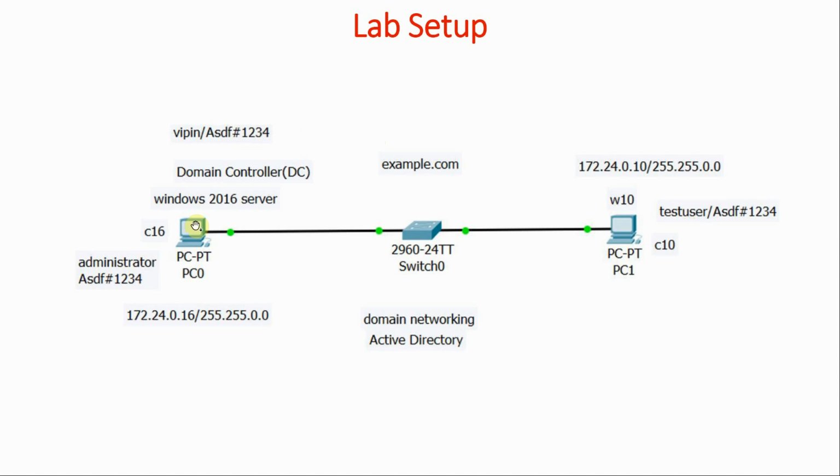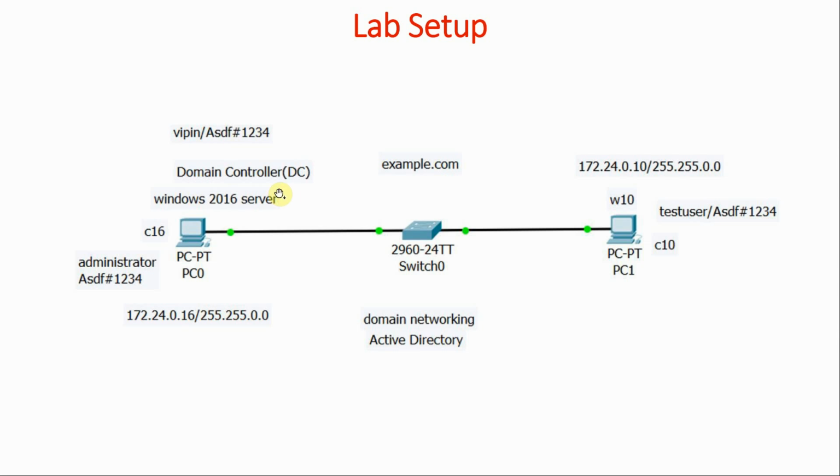But if I have implemented domain type of networking, suppose a Windows 2016 server is there, I have implemented Active Directory here. That means Active Directory will convert this into a domain controller. And if I create a user VPN with the password ASDF#1234, then this user can log in from this system also.